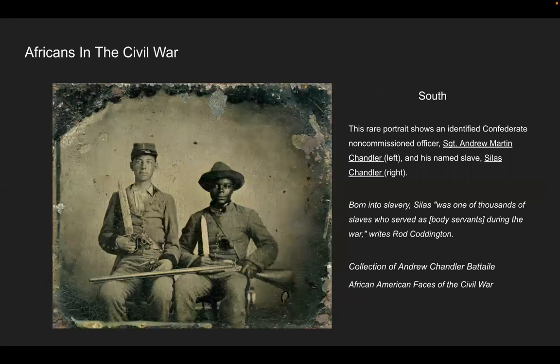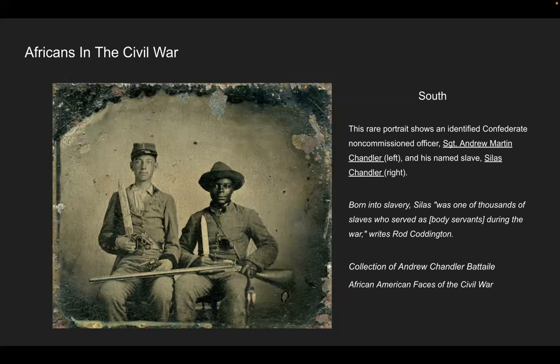Africans or African Americans in the Civil War were also rarely portrayed. This image is a rare portrait of a Confederate officer, Sergeant Andrew Martin Chandler on the left, and his enslaved servant, Silas Chandler, on the right. It is rare that you see both white Americans and Black Americans together in the same image. However, it is noted that he was a body servant to his master, and Black people in the war often followed the banner of their master.